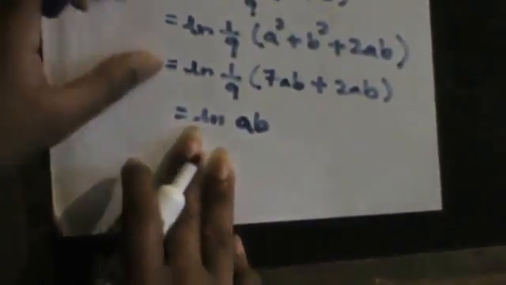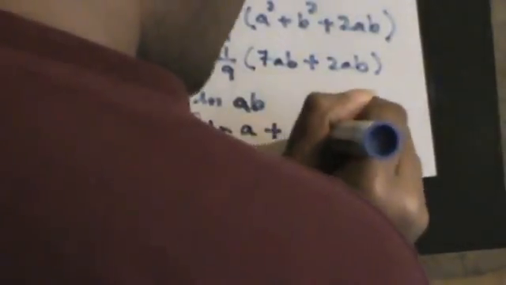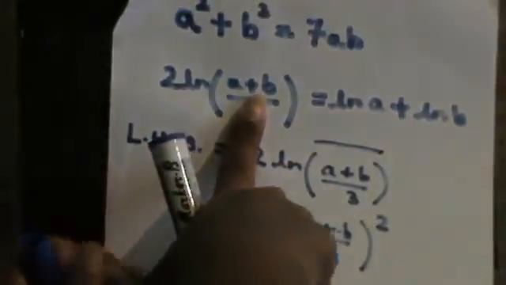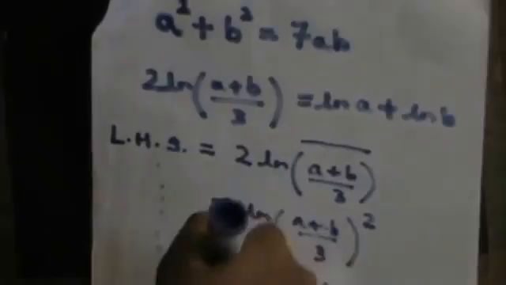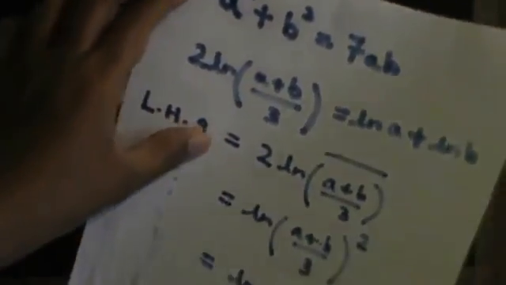Now you know that if you have a multiplication inside a logarithmic term, you can write it as an addition of the individual logarithms. So this is also equal to ln a plus ln b, right? So that is actually the right hand side. So you can say that the left hand side is equal to the right hand side. So this equation is true.